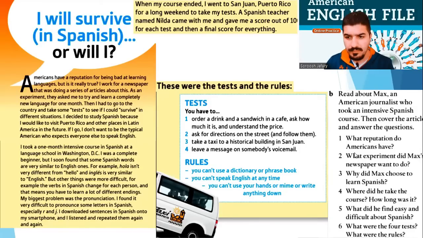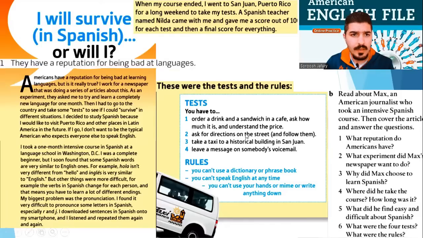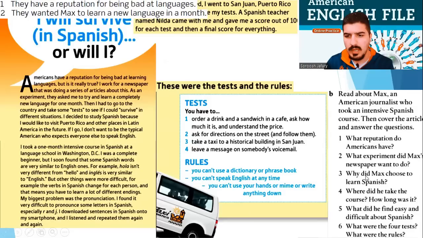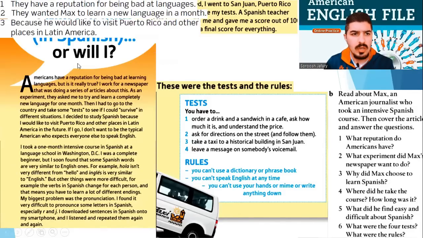The first one. What reputation do Americans have? They have a reputation for being bad at languages. Okay, number 2. What experiment did Max's newspaper want to do? They wanted Max to learn a new language in a month. Okay, number 3. Why did Max choose to learn Spanish? Because he would like to visit Puerto Rico and other places in Latin America.